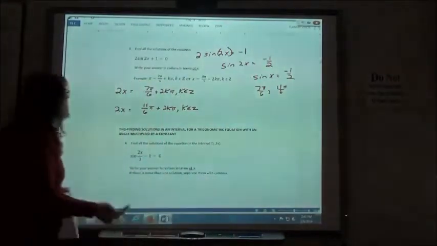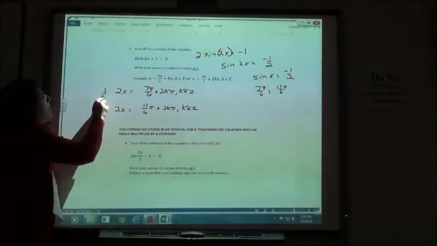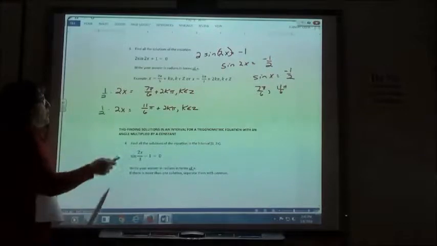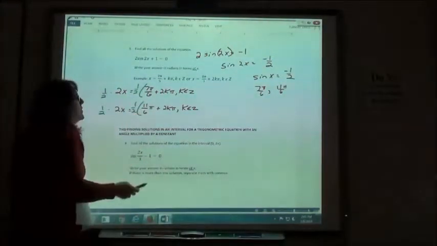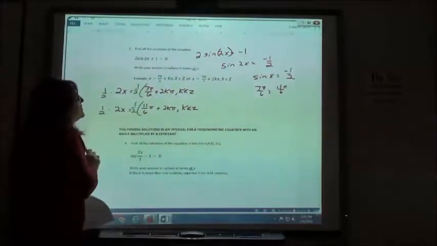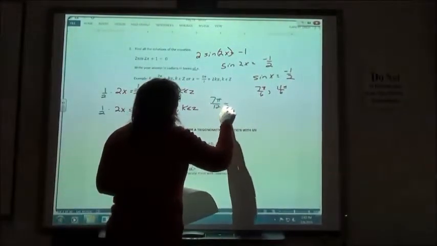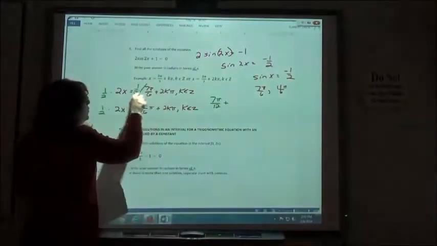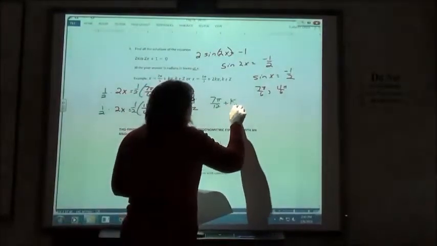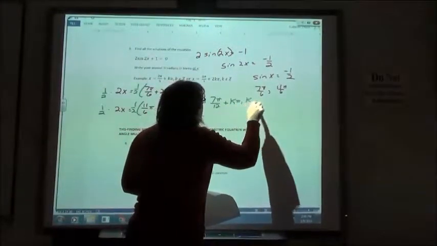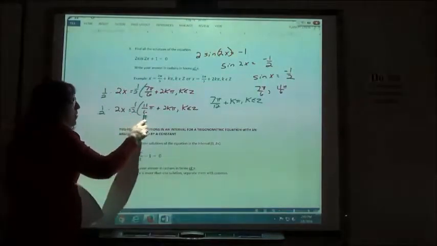So if we're going to solve these ones, we are going to divide by 2, which is multiplying by 1/2, in order to solve those. So we're going to take half of those. So in this case, I would have 7 pi over 12 plus here 2 and 1/2 is going to make that just 1k pi, or just k pi, with k being an element of z. Here I would get 11 pi over 12.